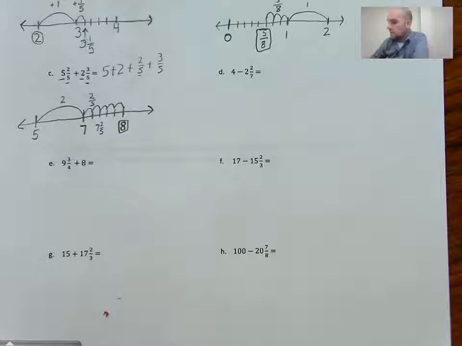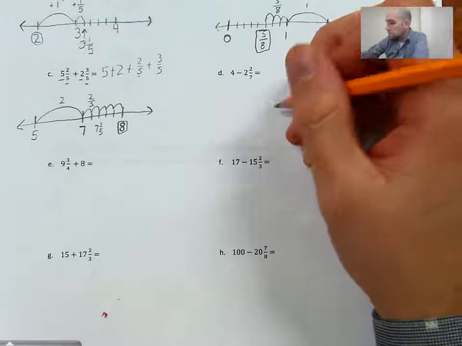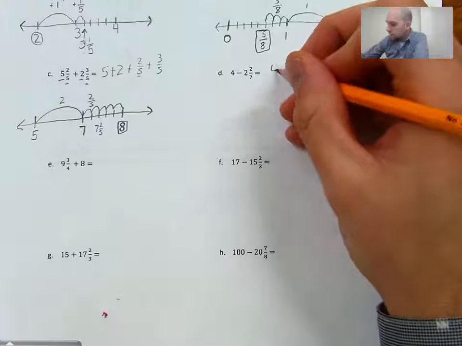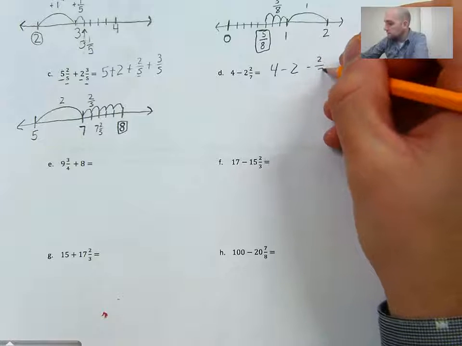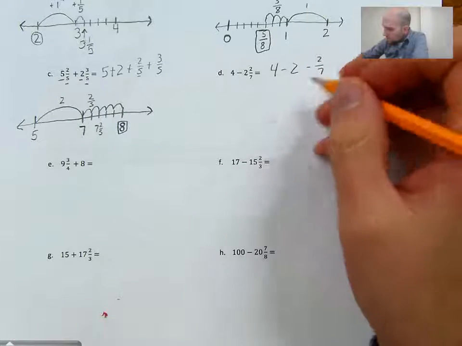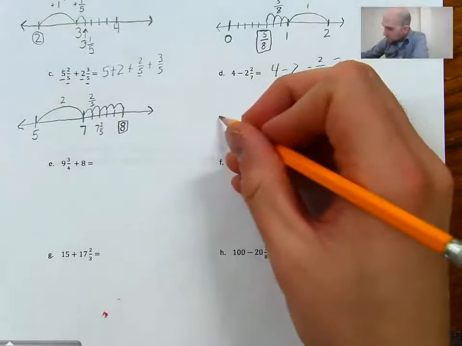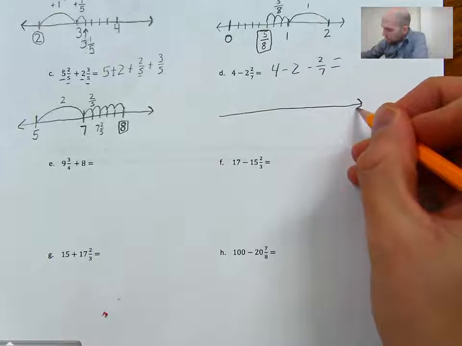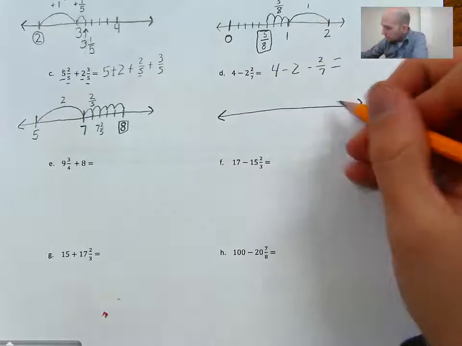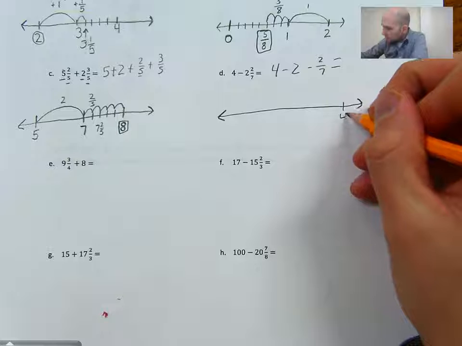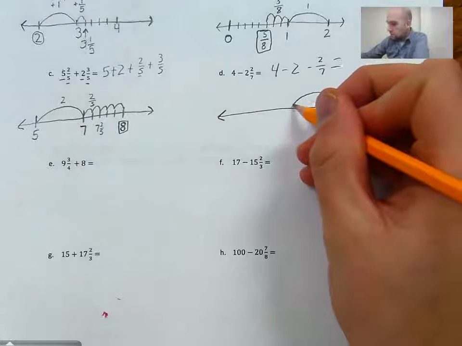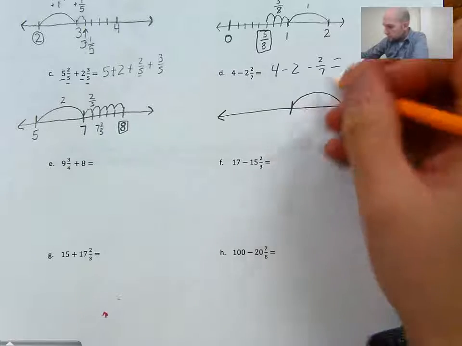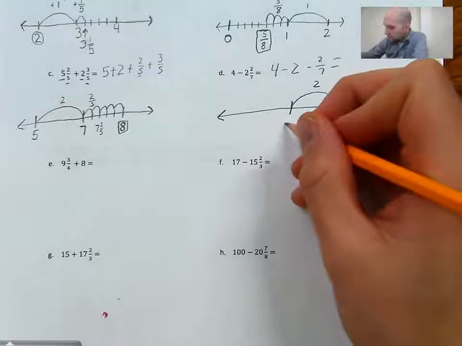Letter D says I need 4 minus 2 and 2/7. So again, I'm going to look at that as 4 minus 2 minus 2/7. I'm going to draw myself a number line here. I'm going to start with 4 on the right side of my number line. I need to go back 2. 4 minus 2 is 2.